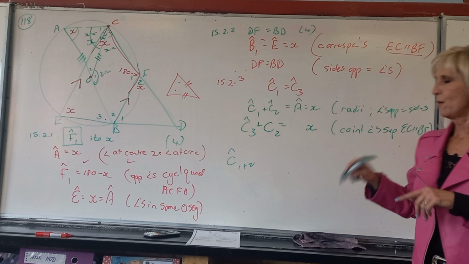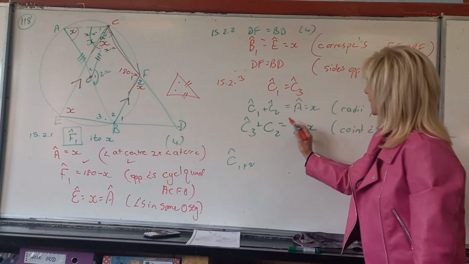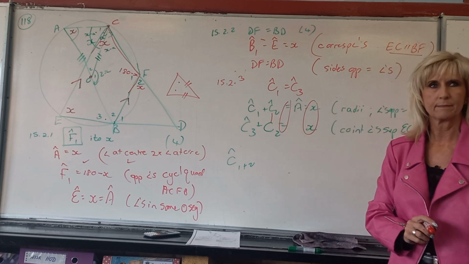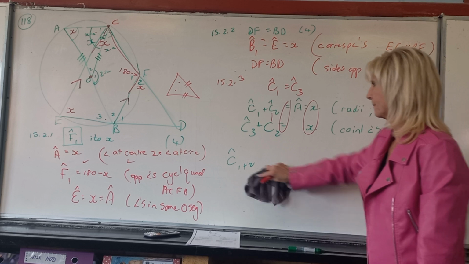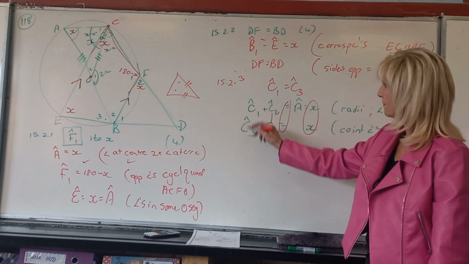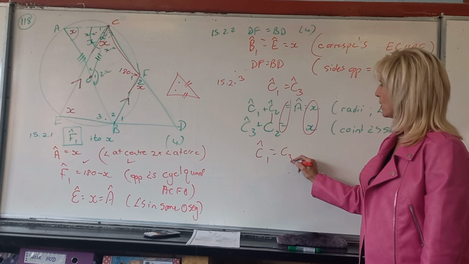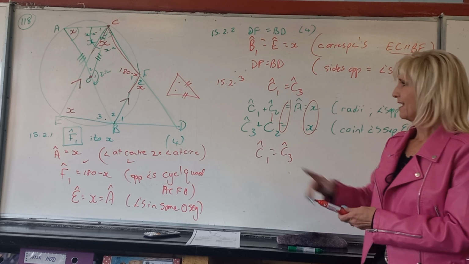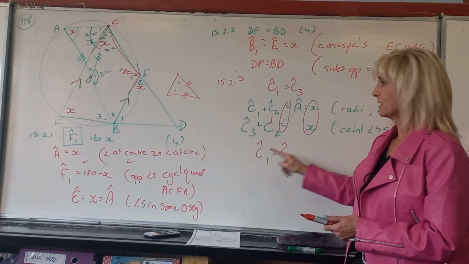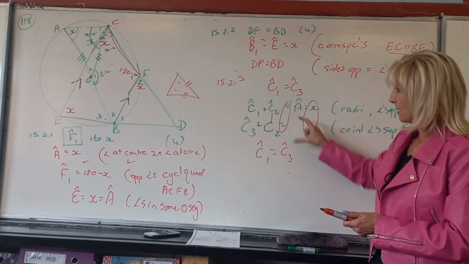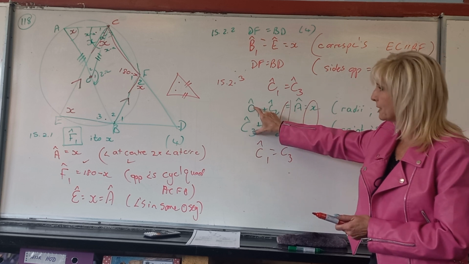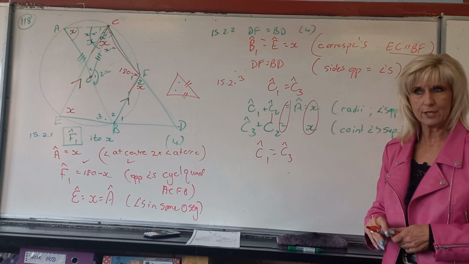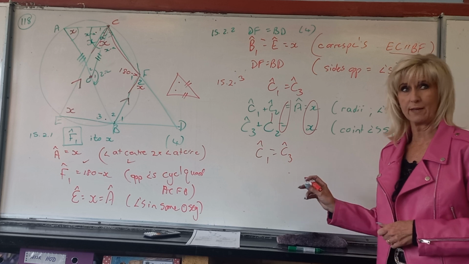Okay, now I want to show you. Can you see that they are equal? That they're equal to x? C1 and C2 together gives you x. C2 and C3 together gives you x. But C2 is the same thing, so that must mean that those two are the same. No reason. It's a logical deduction that you're making there. Okay, but that was tricky.